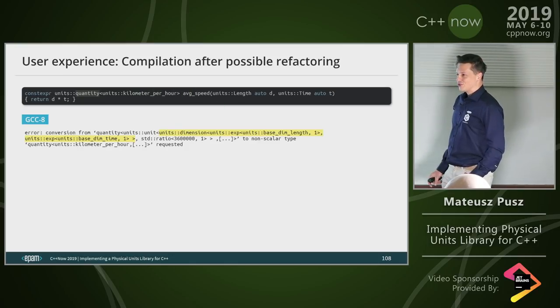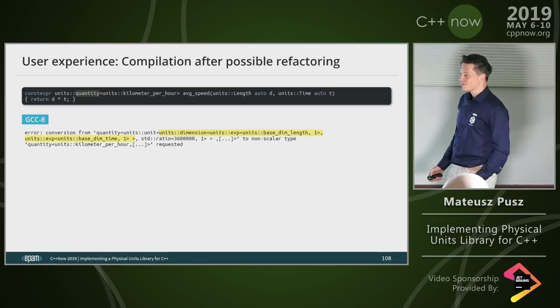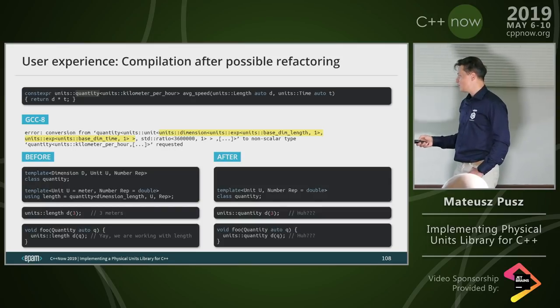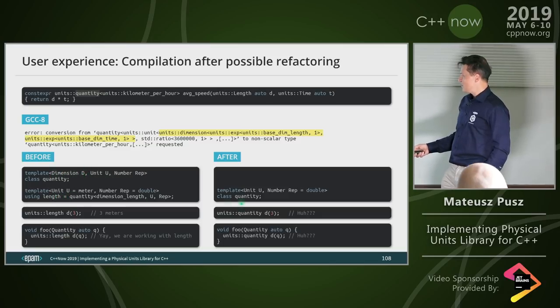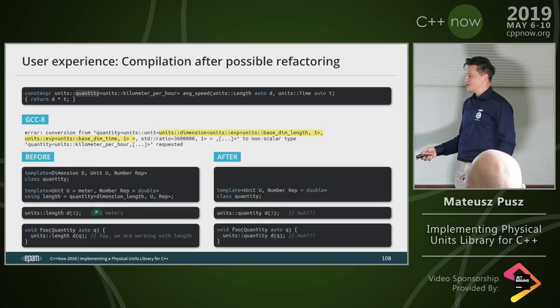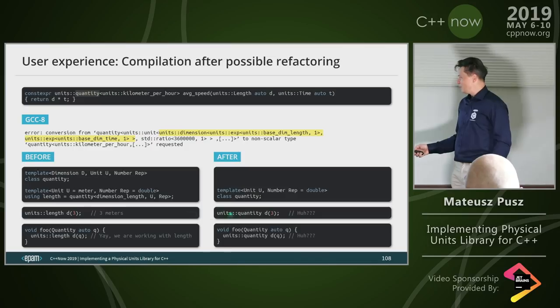The error log is much shorter, yes? So that's good. But if you want to use it, this is how it was before. We had quantity with dimensions as a first argument. We had this alias template for length. Right now, we have only quantity of unit. We have units length d3. We know these are 3 meters. We have quantity of 3.